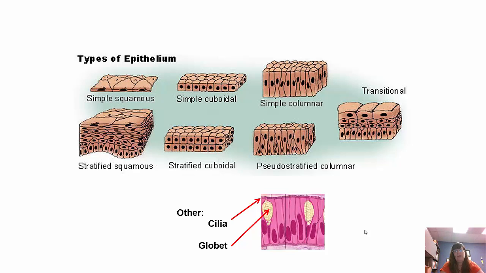Pseudostratified columnar, that's what I was talking about. Not all of those cells reach the apical or top surface, but they all touch the bottom. Transitional, again, changes shape. Other things that are notable, sometimes the columnar will have cilia at the top, and they have goblet cells. Goblet cells secrete mucus. So these are going to be very important in the respiratory tract, digestive tract kind of thing.